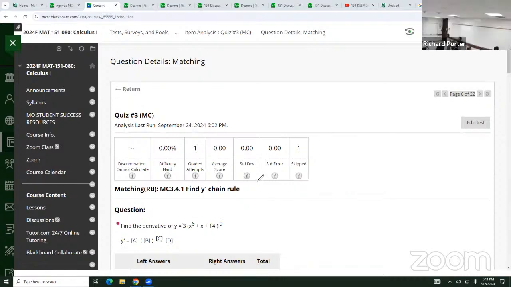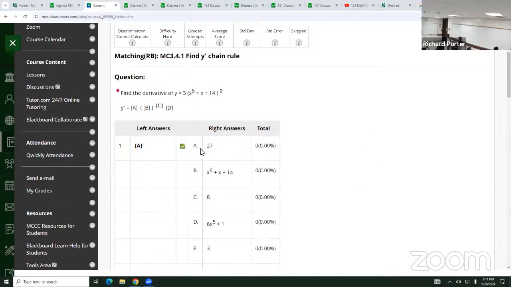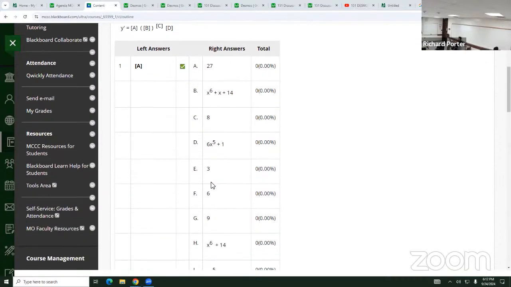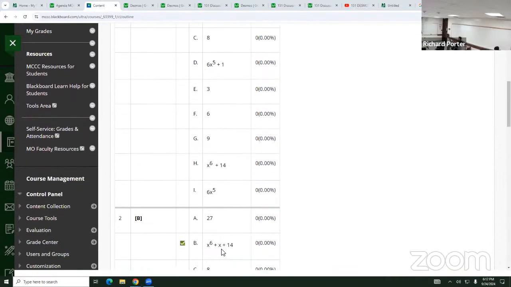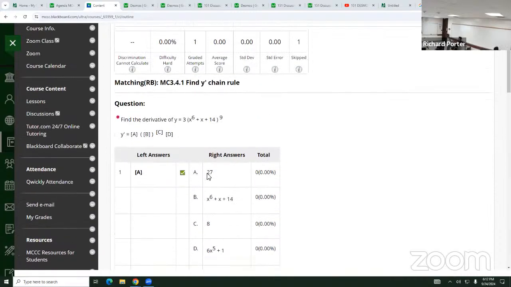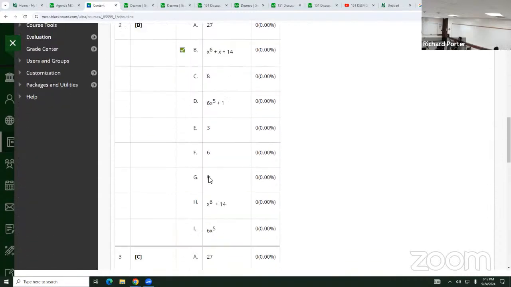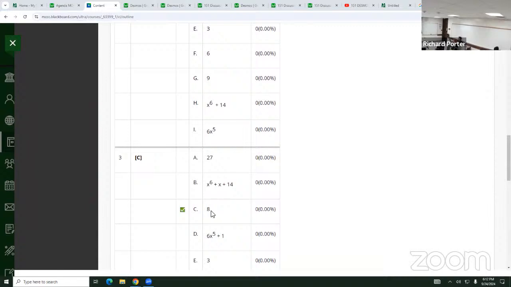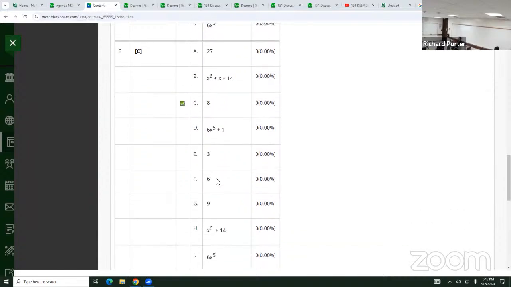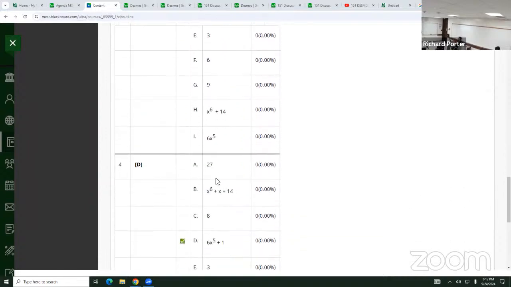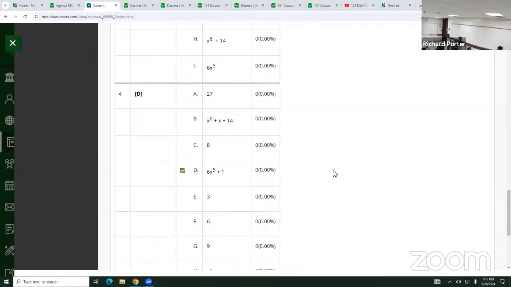So those are the answers right here. 27 for A. B is going to be x to the 6th plus x plus 14. C is going to be 8. And then the last one is 6x to the 5th plus 1. Okay.